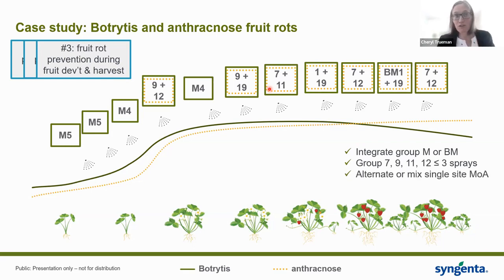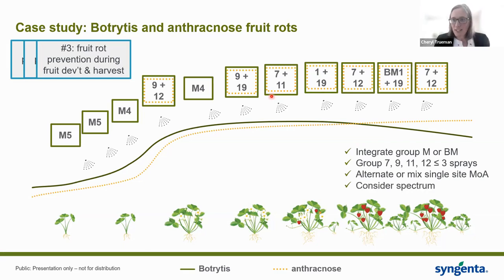Another check: are we alternating and mixing single site modes of action? So we're definitely mixing our single site modes of action here, and then looking at alternating, trying to separate the group 7s so they're not back to back, trying to separate the group 12s so they're not back to back, separating the group 9s, so everything here is separated and not back to back.